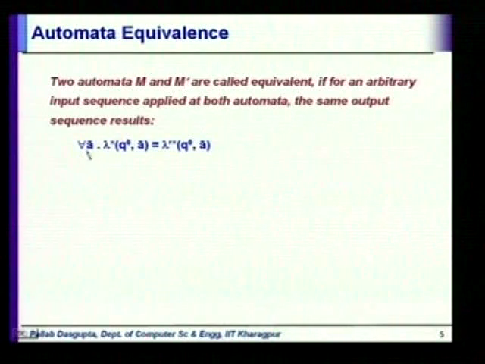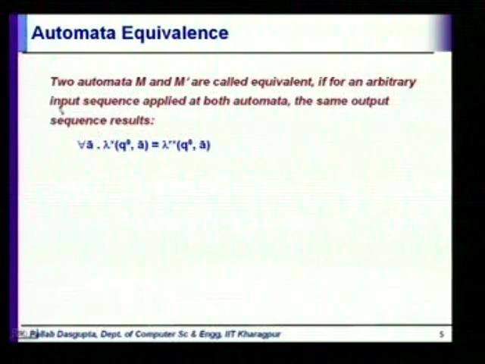Clear? So that is what is written here. For all input sequences A, lambda star of q0, A is equal to lambda dash star of q0, A. Q0 is the initial state. That is where you start. So basically, if you start both the automata and present them with the same input sequence, they are going to produce the same output sequence. Then the two are said to be equivalent. This is our definition of automata equivalence.